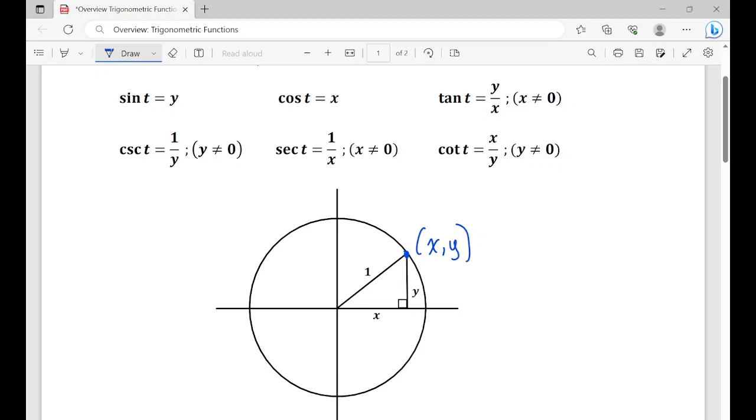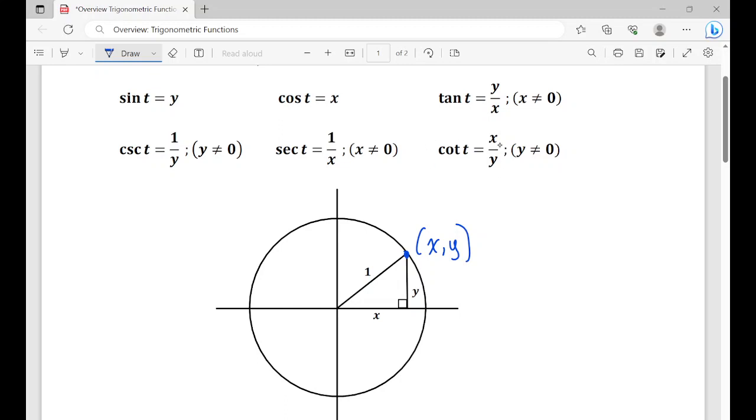Now those are the top three that we're dealing with, but there's also three more, and I have them underneath their respective trig functions for a reason. This function value here is called cosecant, and it is 1 over y. It is the reciprocal of sine. So when sine is y, cosecant is 1 over y. Secant is paired with cosine because it is the reciprocal of cosine. So secant is 1 over x. So when cosine is x, secant is 1 over x.